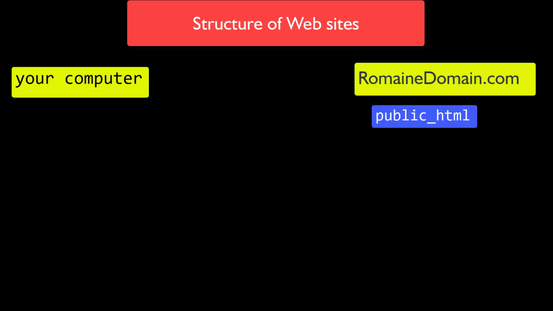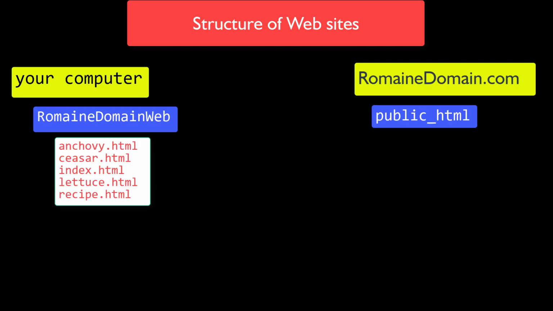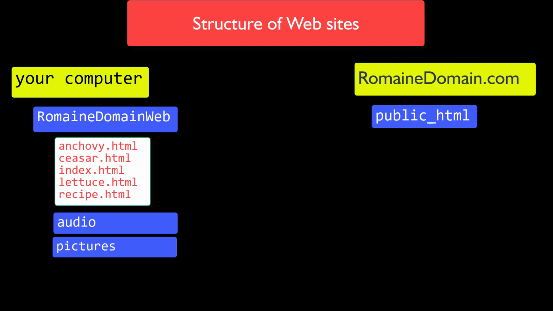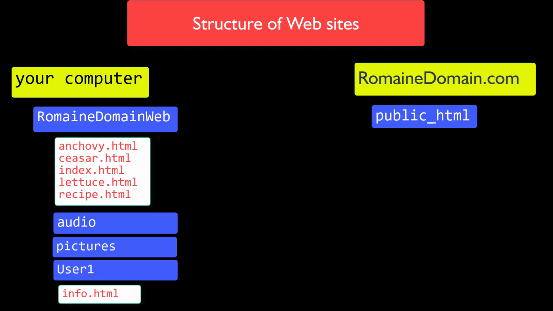On your computer, you might set up a directory named, say, Romain Domain Web, and build your files in there. You can create your own structure of subdirectories and sub-subdirectories to meet your own needs for organizing your files. You might have a separate directory for audio files, or pictures, or style sheets, or you might have a separate directory for each user on your site, and so on.